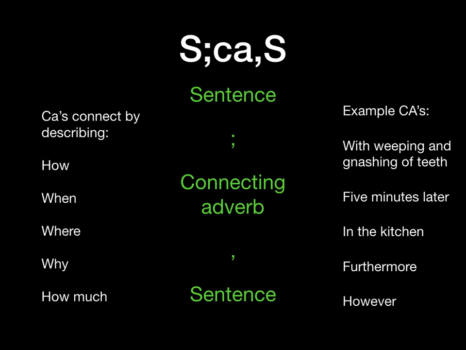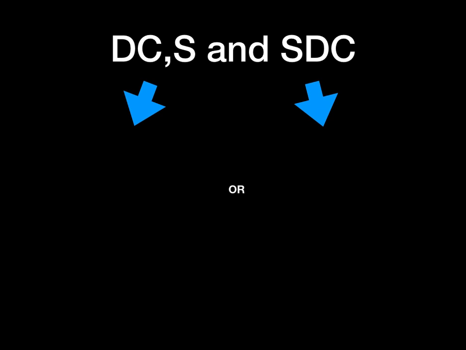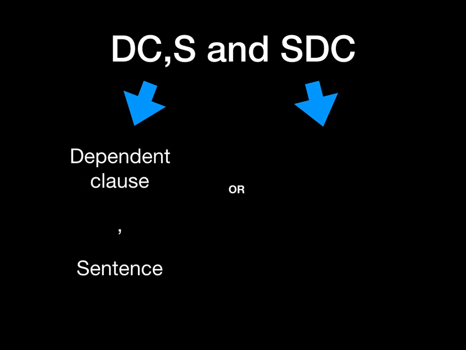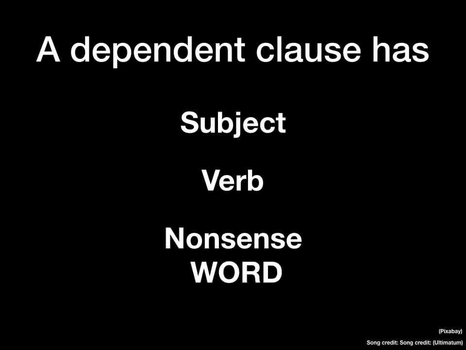When you're not writing an S semicolon CA comma S, you might be sporting a DC comma S or an S DC. With a DC comma S, you start with a dependent clause, which introduces your sentence, so you're going to put a comma and then your sentence, or maybe you'll put a sentence and follow it with your dependent clause. Either way, you need to know that a dependent clause has 3 things. It has a subject, it has a verb, and it starts with a nonsense, that's right, word.